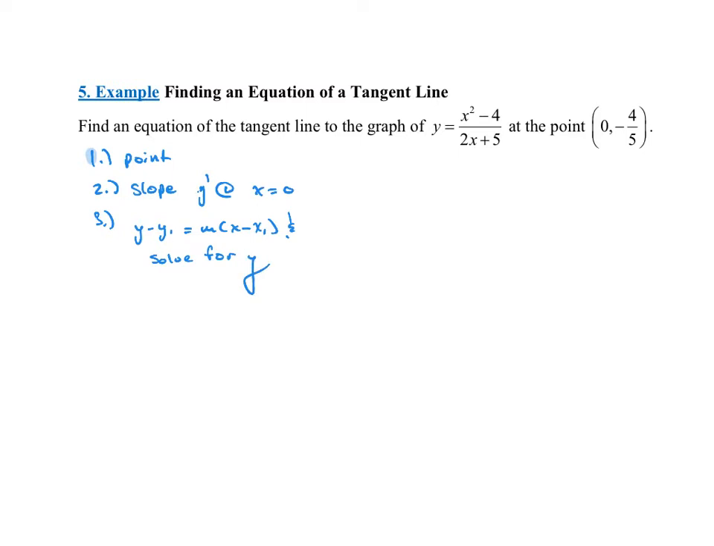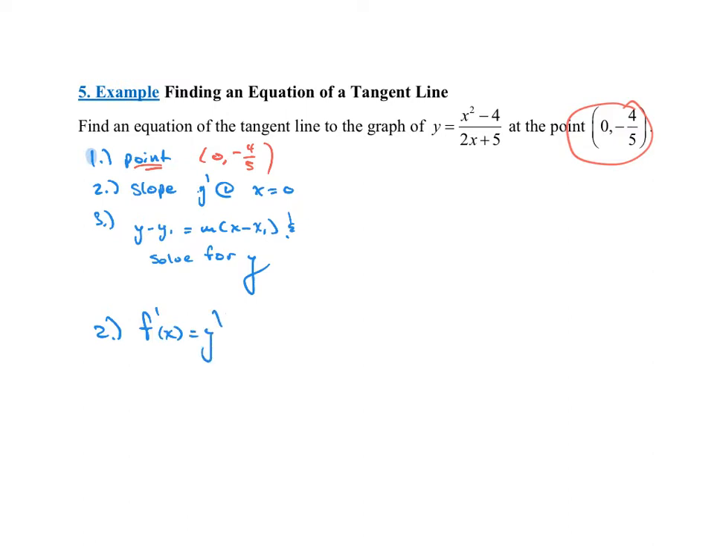So that's our strategy. Well, what's the nice thing? They've already given us the point, haven't they? The point here is the point 0, negative 4/5. Of course, if they just gave us 0, we could have plugged it in and gotten negative 4/5 really quick. But they did actually give us the whole point. So now we need to find the slope. So how do we find the slope? We need to find f prime of x, or in this case, y prime.